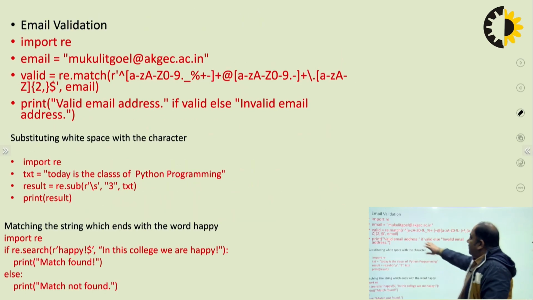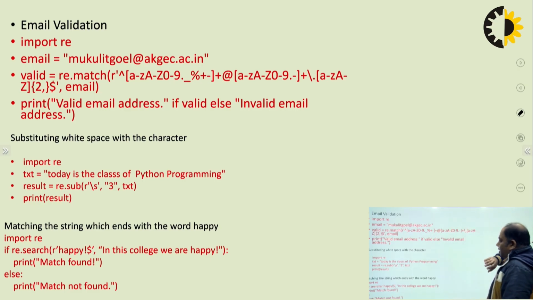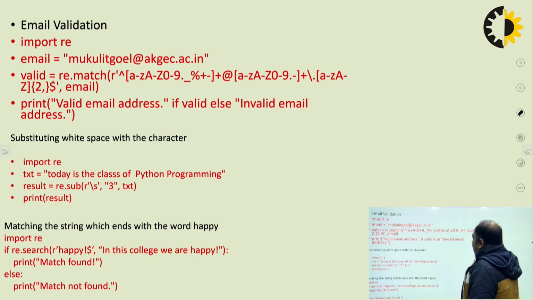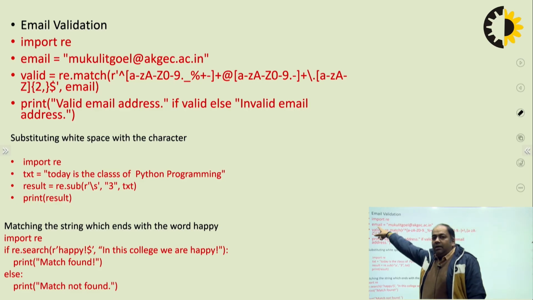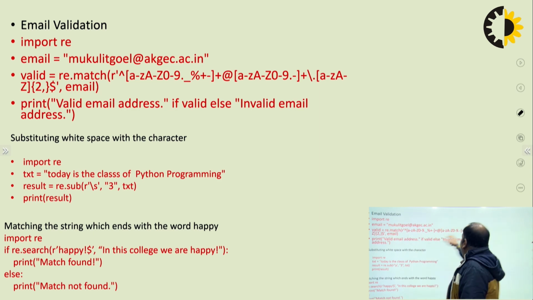Now we do an email ID verification, whether this email ID is right or not. So we match this email ID with this pattern. So re.match with all these characters, comma, email, the name of the object which I created for my email ID. So it matches this email against the regular expression.